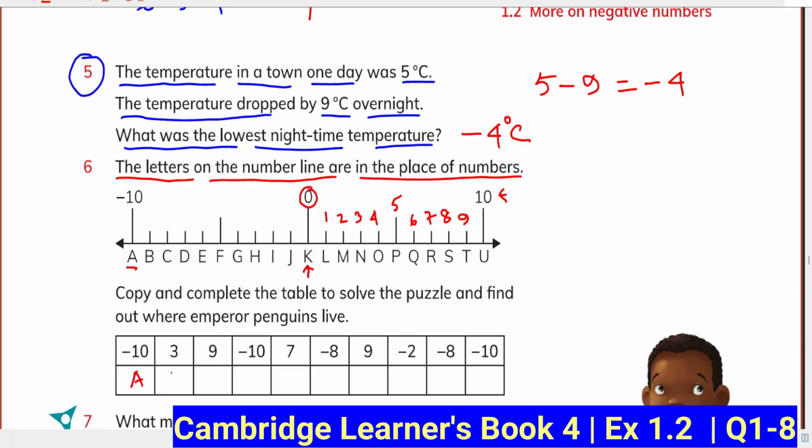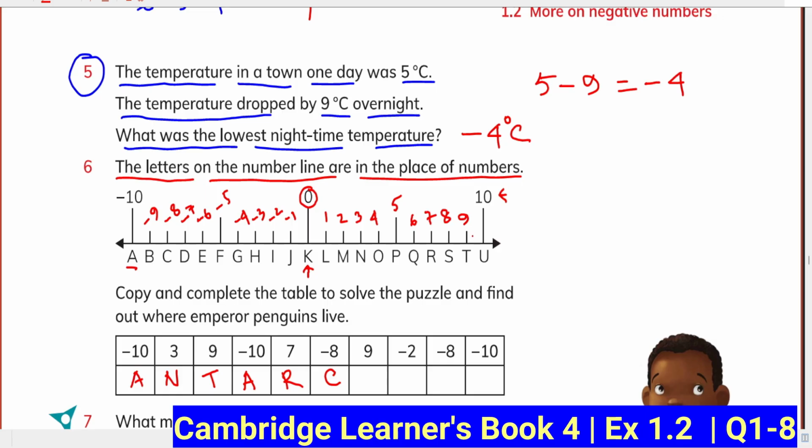It's an N. 9, it's a T. -10, again A. 7, it's an R. Minus 8, which one is a minus 8? If it's a 0, then minus 1, minus 2, minus 3, minus 4, minus 5, minus 6, minus 7, minus 8, and this one is a minus 9, and A is a minus 10. So minus 8 is a C.